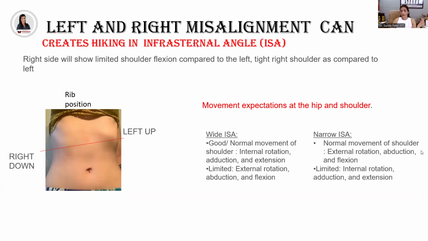Please take a screenshot. Again, I have explained: in case of a wide infrasternal angle, there will be good normal movement of the shoulder into internal rotation, adduction and extension, and limited external rotation, abduction and flexion. In case of a narrow infrasternal angle, there will be normal movement of shoulder external rotation, abduction and flexion, and limited internal rotation, adduction and extension.